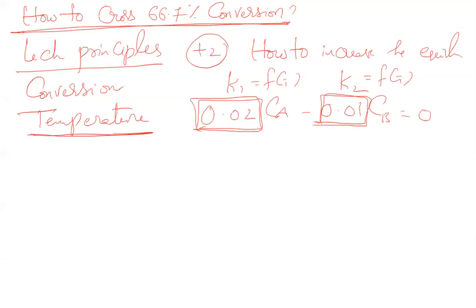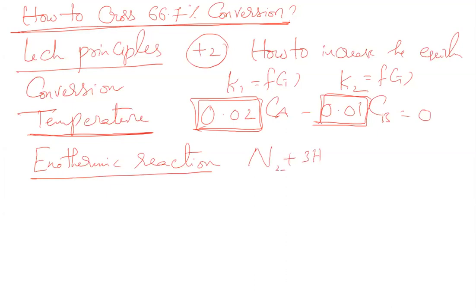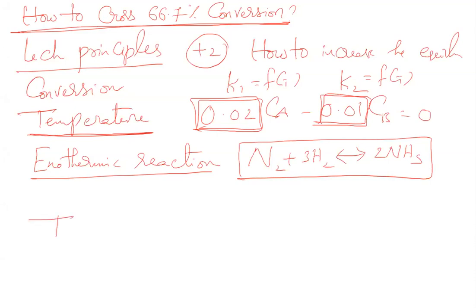So the effect of temperature is, now you have to split the reactions into exothermic and endothermic reactions. What is an example of an exothermic reversible reaction? N2 plus 3H2 reversible 2NH3. This is an example of an exothermic reversible reaction. What happens if temperature increases: does equilibrium conversion decrease or increase?